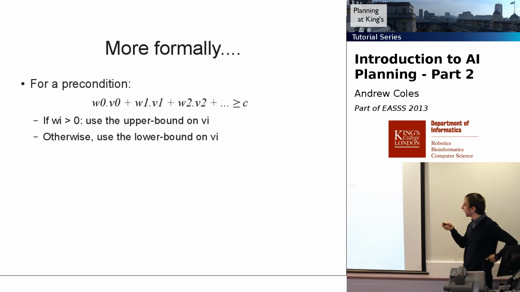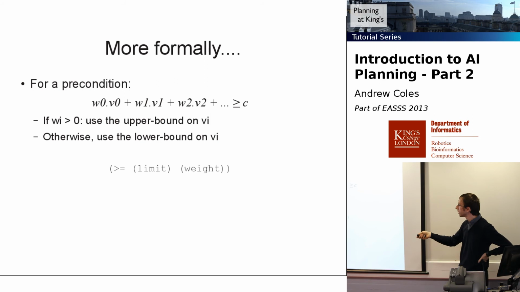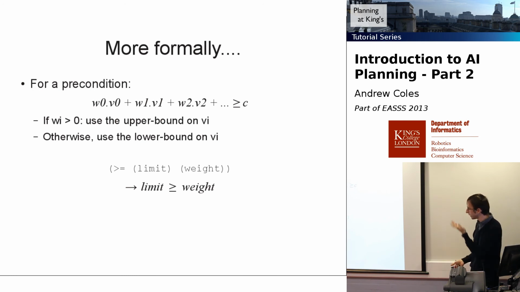More formally, if you recall that preconditions are written in linear normal form, they are the weighted sum of our set of variables greater than or equal to a constant. And we can say that if our weight is positive, then we're going to use the upper bound on the associated variable. Otherwise, we're going to use the lower bound on the associated variable. Probably most easily explained with an example. So in this example, is the weight limit on the bridge greater than or equal to the weight on the truck? Well, let's turn it from prefix form to something which humans will like, and put it in italics and Times New Roman, because that's what you do with arithmetic expressions.